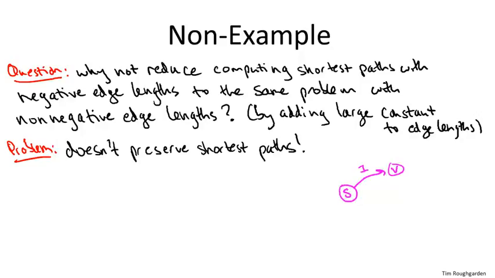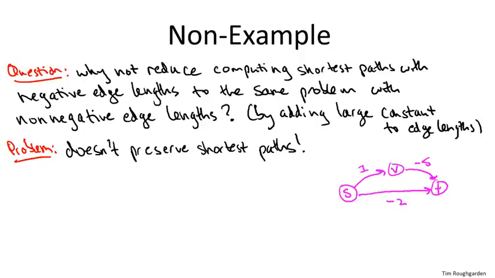To be concrete, let's look at this very simple 3-vertex graph with vertices S, V, and T and edge lengths as shown, 1, -5, and -2. Now, what I hope is clear is that in this graph, the shortest path, the one with the minimum length, is the 2-hop path, SVT. That has length -4. The direct ST arc has length -2, which is bigger than -4. So the upper path is the shortest path.